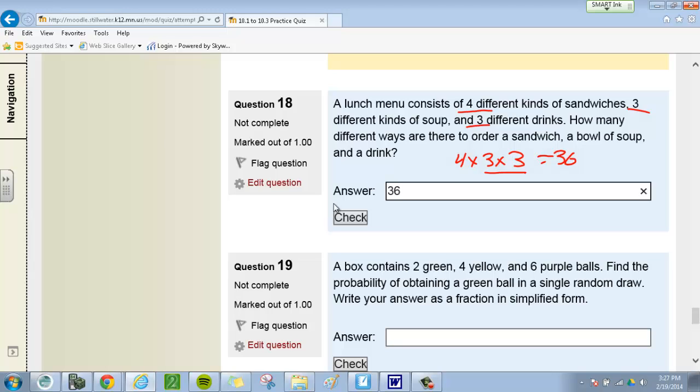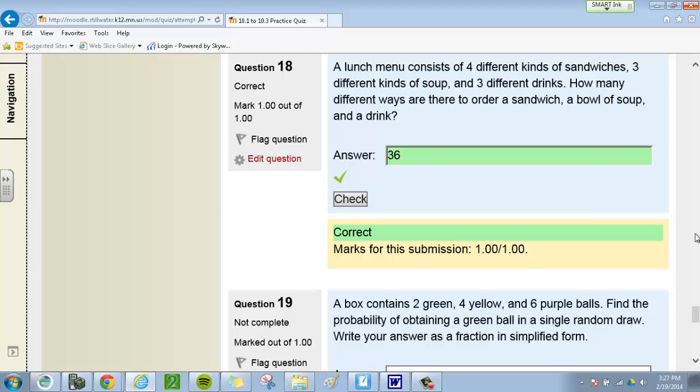Man, I can't believe I still got 2 problems wrong. I wonder if that's really wrong. I think so. Pretty sure that one was right.